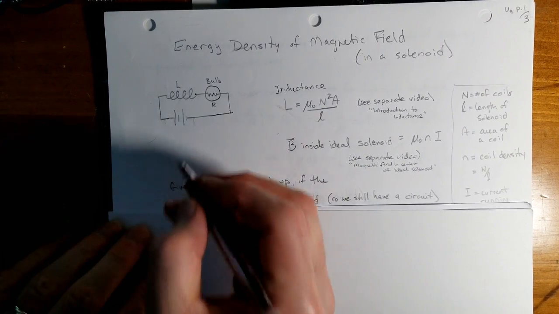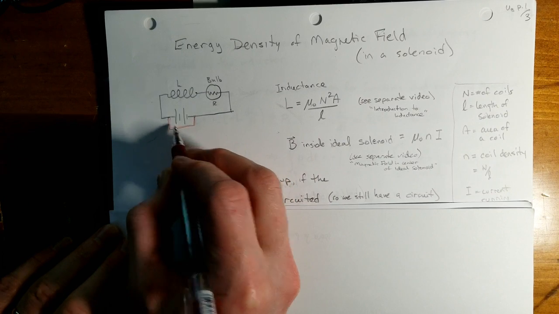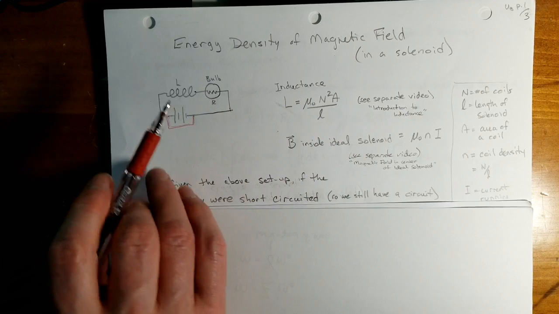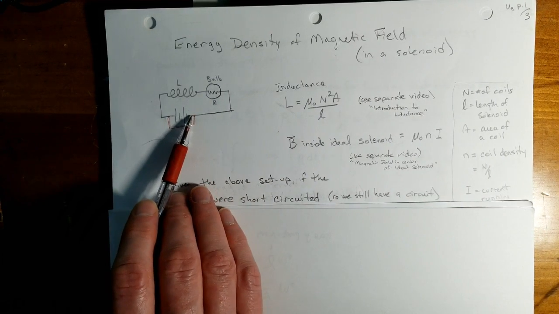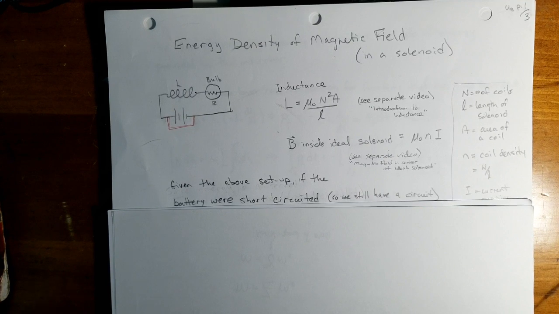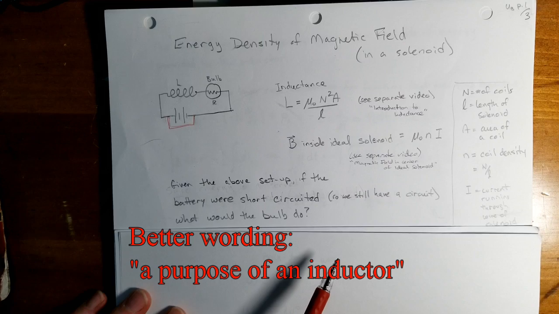So if we somehow short-circuited the battery, so if somehow we bypass the power supply here, what is going to happen to the bulb? Well, it's not going to go out immediately. It is not instantaneous because the inductor is going to slow down the drop, which is the purpose of a solenoid. So that's the situation at which we are going to look.